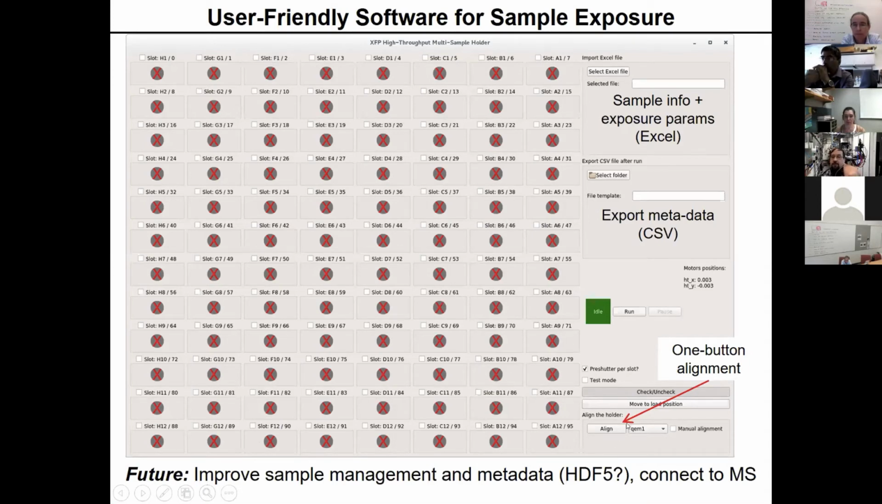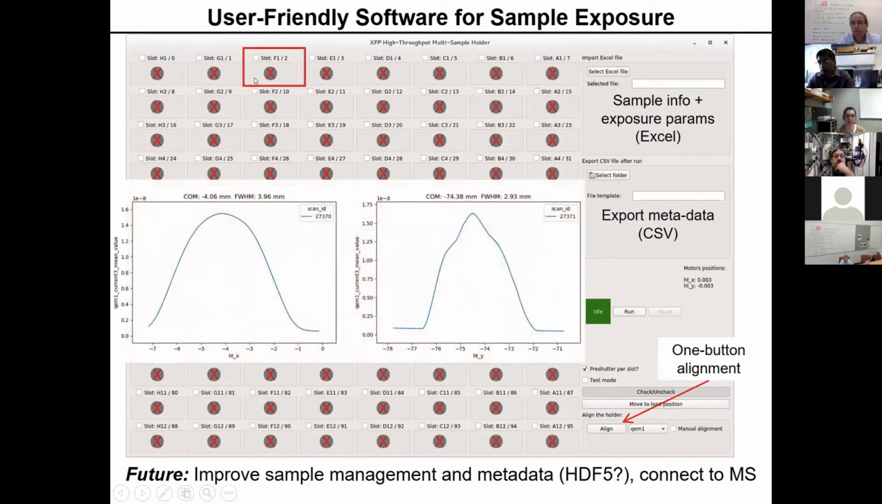And the other thing that we've done is a very simple one-button alignment that the user can use after we've aligned the beam line, when they're working on the experiment on their own and we're not around. We can press this align button and it will automatically move to this particular hole on the array and measure a beam profile through a little 1 millimeter hole that we have cut in it, find the center, report back some statistics, and then adjust the positions of the stage to optimally hit each well.